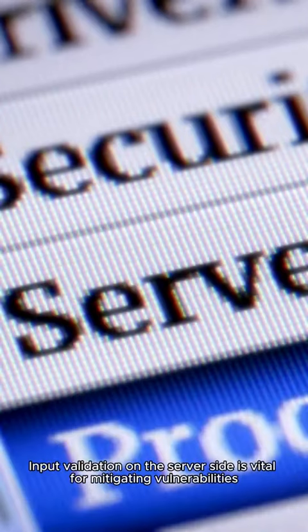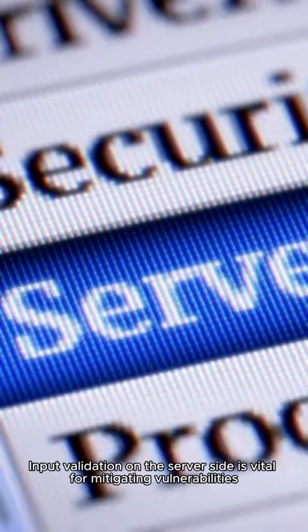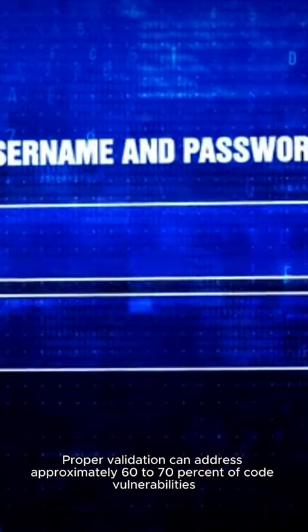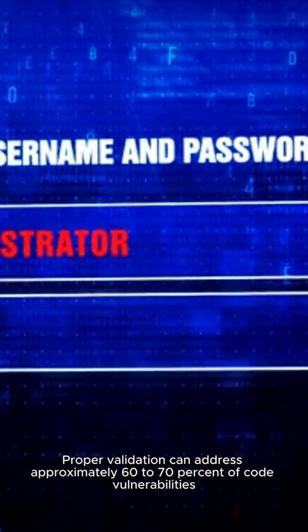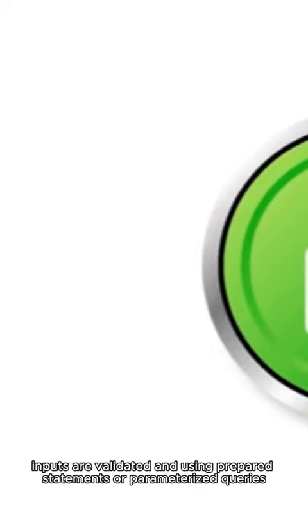Source: Krebs on Security. Input validation on the server side is vital for mitigating vulnerabilities. Proper validation can address approximately 60 to 70% of code vulnerabilities. This includes preventing XSS and SQL injection by ensuring inputs are validated and using prepared statements or parameterized queries.